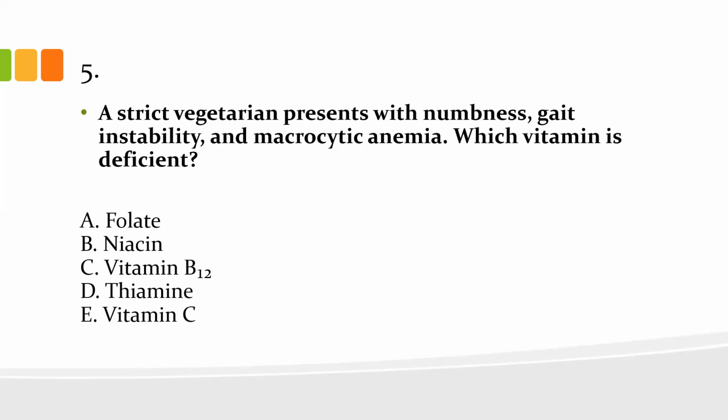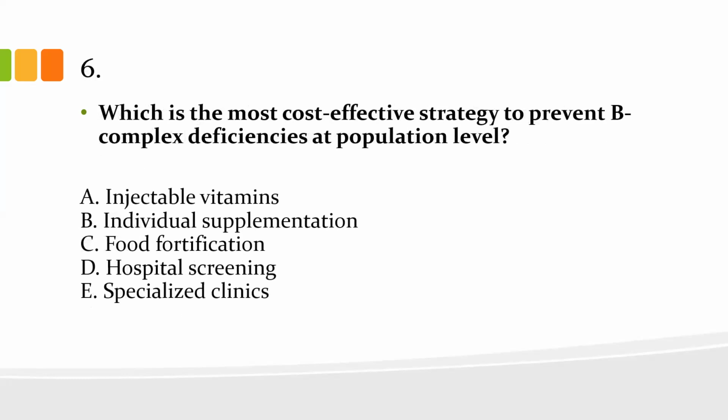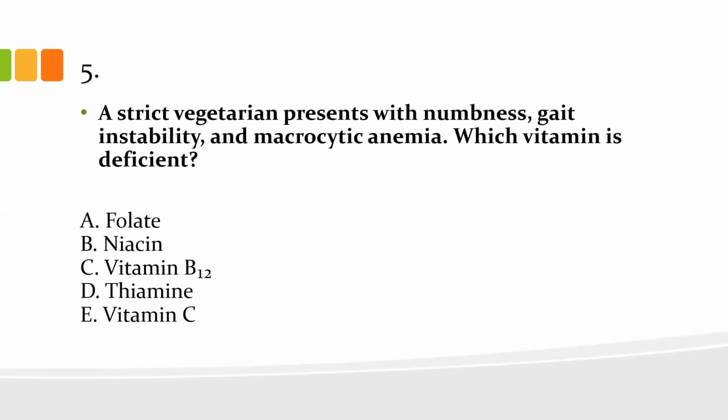The causes of macrocytic anemia are either vitamin B12 deficiency or folate deficiency. And the hint is that the patient is a strict vegetarian, so we know that vegetables don't have vitamin B12 in them.